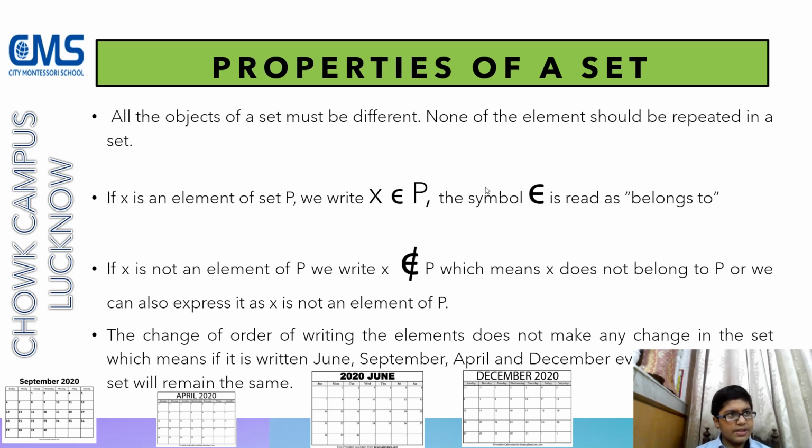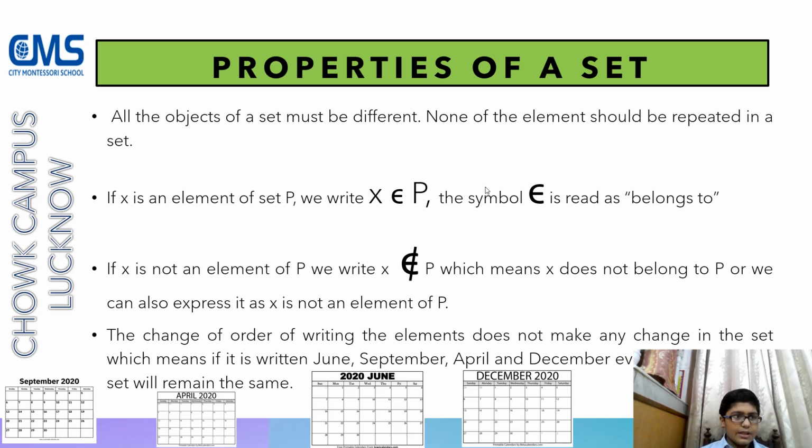Standard sets of numbers. The set of odd numbers is written as O equals 1, 3, 5, 7, 9, 11, 13 and so on. The set of even numbers is written as E equals 2, 4, 6, 8, 10, 12, 14 and so on. Representation of a set. There are following methods of representing a set: description method, roster method, set builder form.